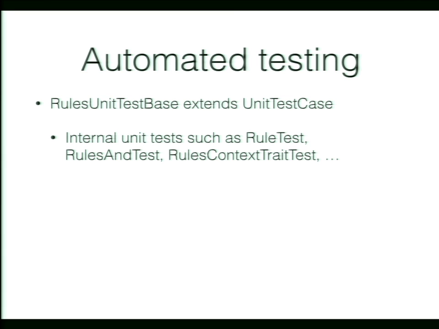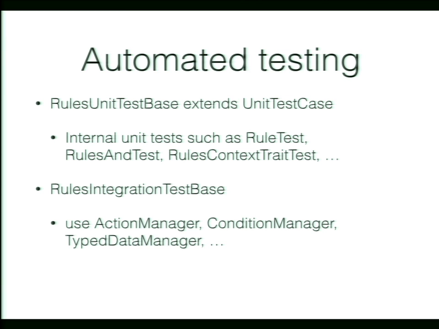We have some unit tests to test the individual components internally. But Rules is really more about integration, because we need the action manager, condition manager, and typed data manager. It doesn't really make sense for us to mock all the systems. Mocking in automated testing means that in a unit test you focus on the unit you want to test, and if that unit has interdependencies on other systems, you usually create mocks for them.